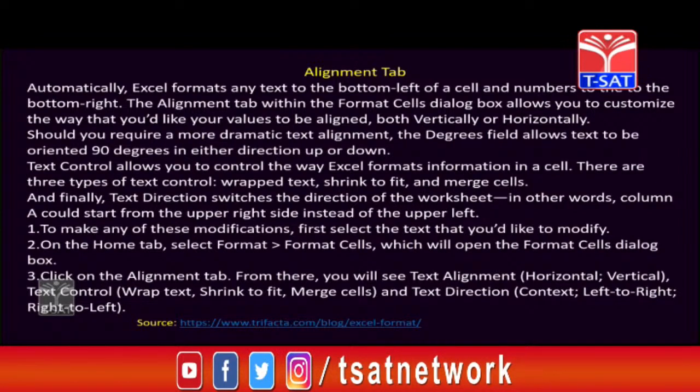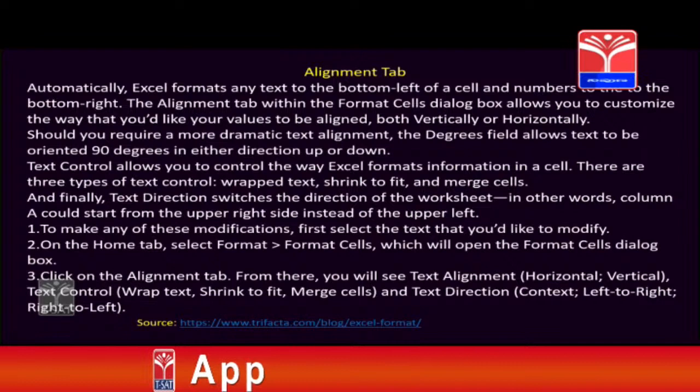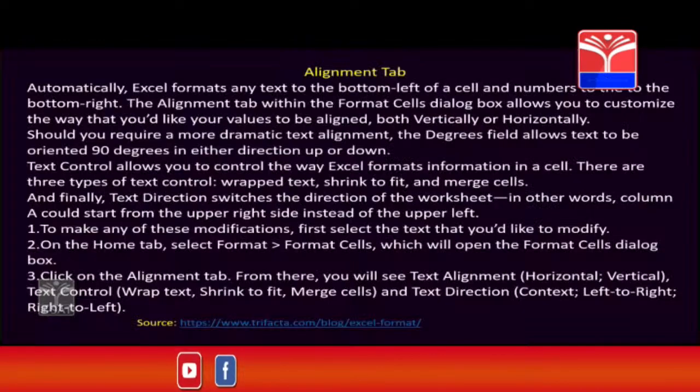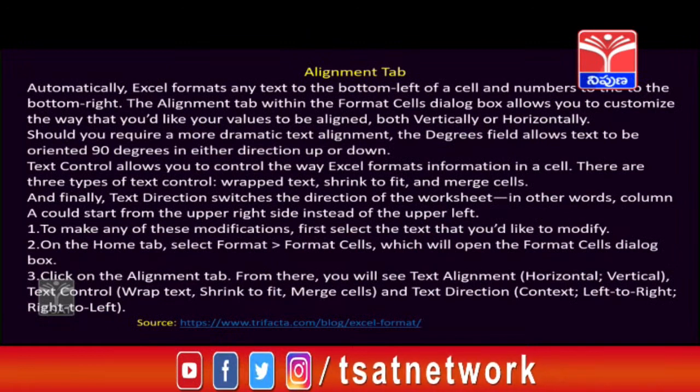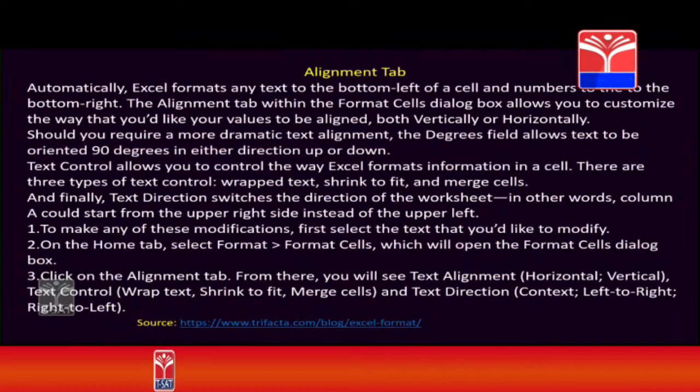So, any text which you enter would be placed on the bottom left corner of the cell. Any number that we enter would be placed on the bottom right corner of the cell. And the Alignment tab allows us to customize the way that we would like our values to be aligned, both vertically or horizontally.